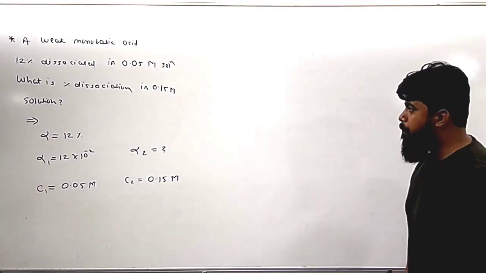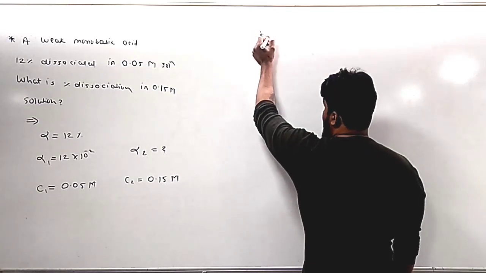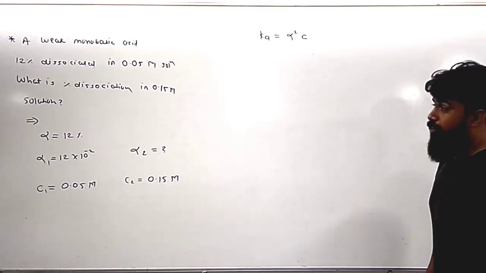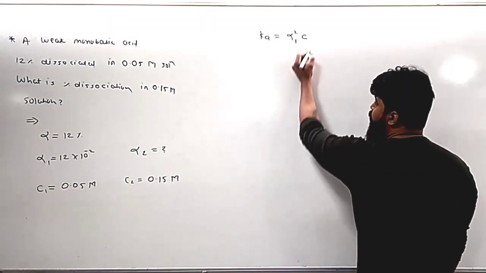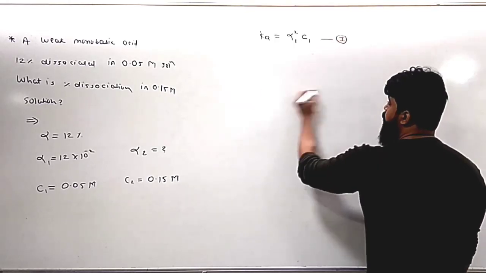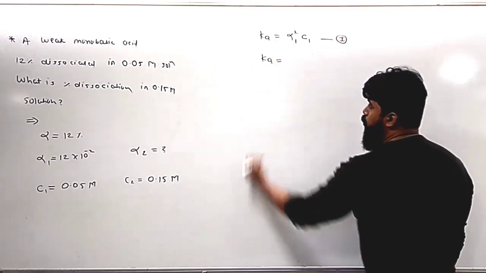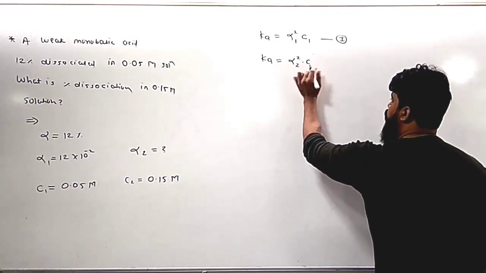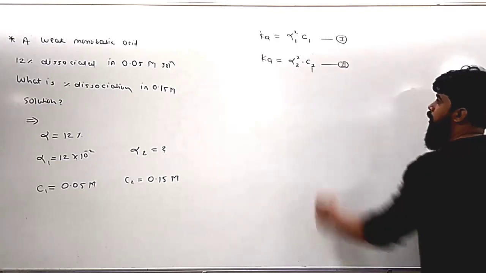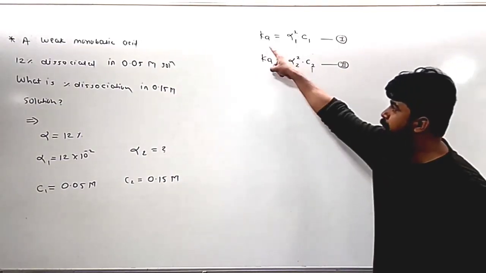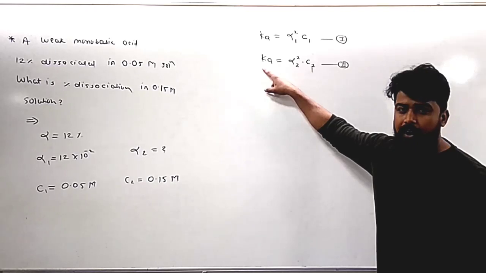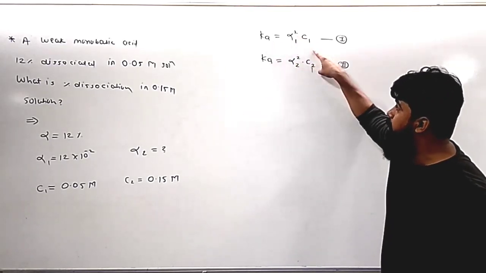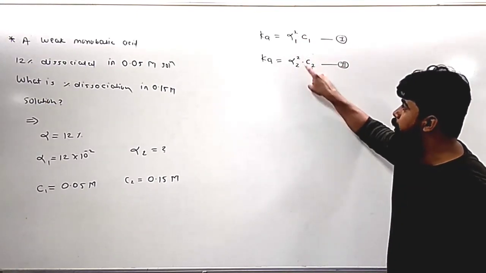What is the Ostwald dilution law? According to the Ostwald dilution law, K is equal to alpha square into C. So for the first condition, K is equal to alpha 1 square into C1. This is case 1, but K remains constant for the solution of the same solute. Again, focus on the expression. K remains constant for both the cases because it is a dissociation constant. K is equal to alpha 1 square into C1 for the first case. K is equal to alpha 2 square into C2 for the second case.